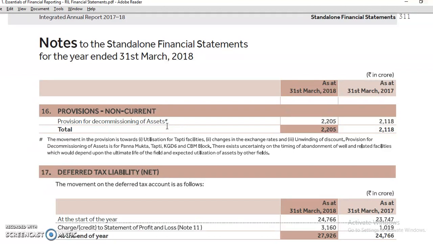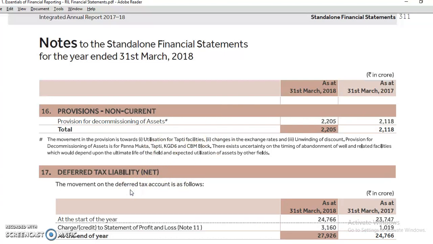Now here you can see the movement in the provision is towards utilization of TAPTI facilities, change in the exchange rates, unwinding of discount or provision of the various blocks, because the provision is made based on the discounting factors, based on the interest rate, because they are not going to decommission this now, they are going to decommission in future. So how much the future value will be, they have discounted at the current exchange rates, current interest rate, and put the net present value of those future cash outflows, and that has been added to the cost of assets, for your information.